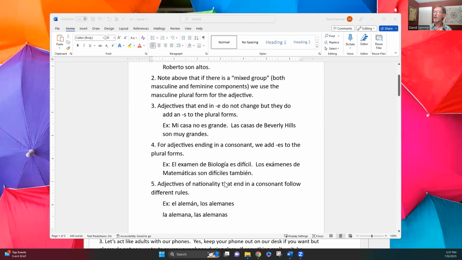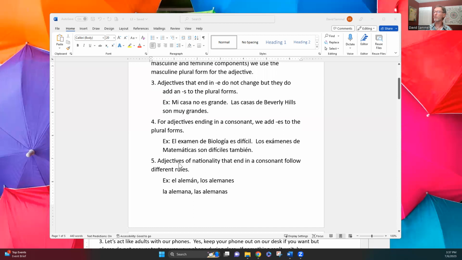generally. The one little exception to that, kind of an important one, I guess, is adjectives of nationality that end in a consonant, which follow different rules. Now, if they don't end in a consonant, it's usually something like Mexicano, Argentino, Italiano. Those just follow regular agreement rules. But for a word like el alemán, this would mean basically the German man, right? El alemán, because alemán is our base word that means German. If we make a masculine singular adjective of nationality plural, we do this.